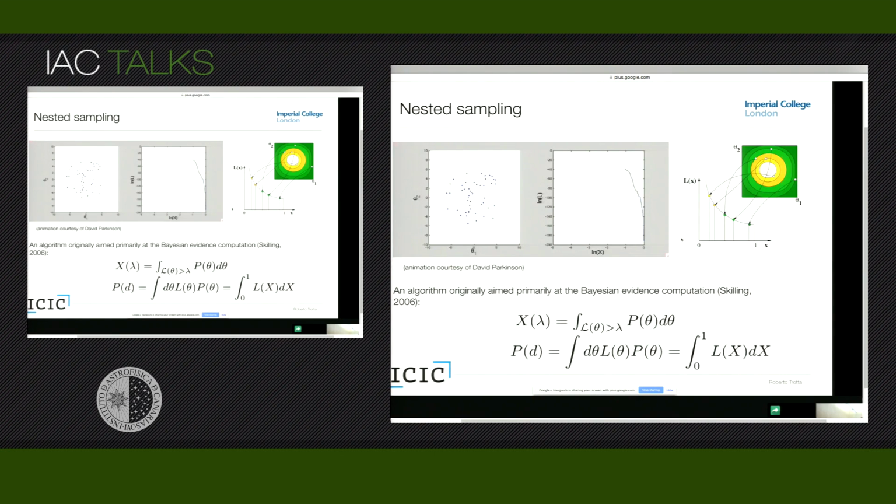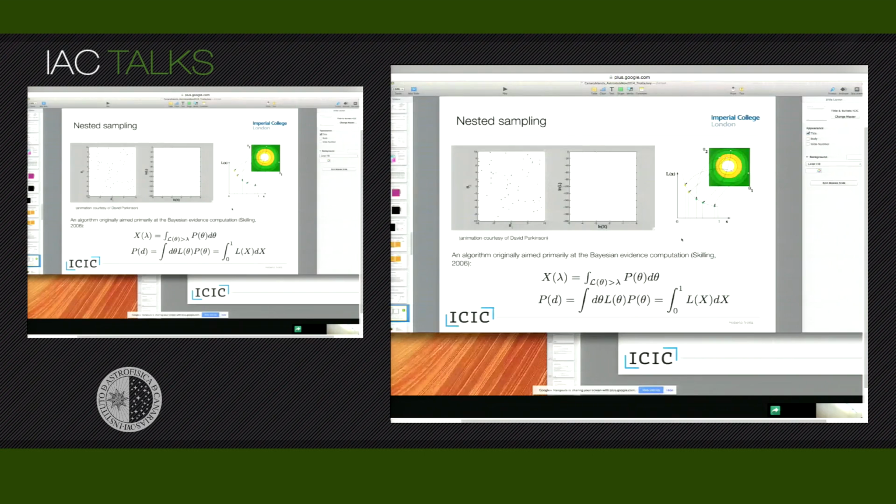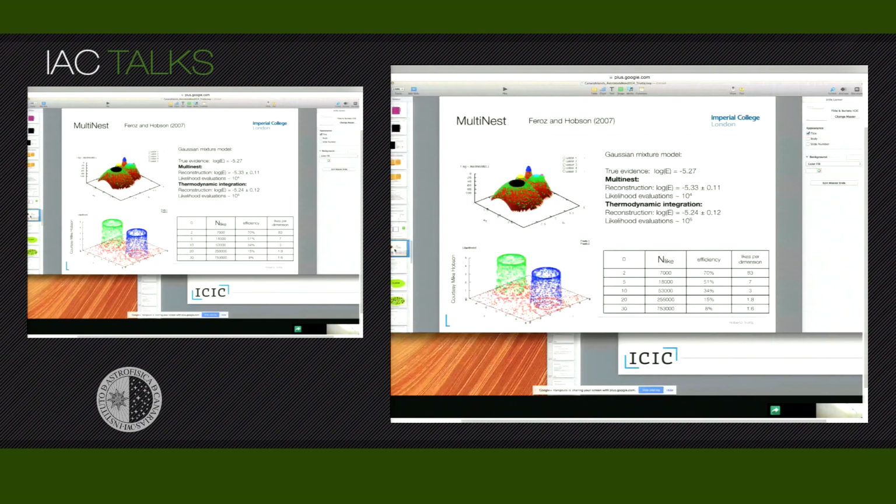This is a very neat idea which has been implemented in a very efficient way by Feroz and Hobson in the so-called MultiNest algorithm, which uses an ellipsoidal decomposition to work out how to make this replacement. The hard part of nested sampling is to decide how to draw the next point. Because the next point has to be drawn above the iso-likelihood contour, but you don't know where that contour is, because if you knew where the contour is, you wouldn't be doing the sampling in the first place. So that's the hard part, and the technical solution that they've come up with I won't go into. Here's the reference of the paper.